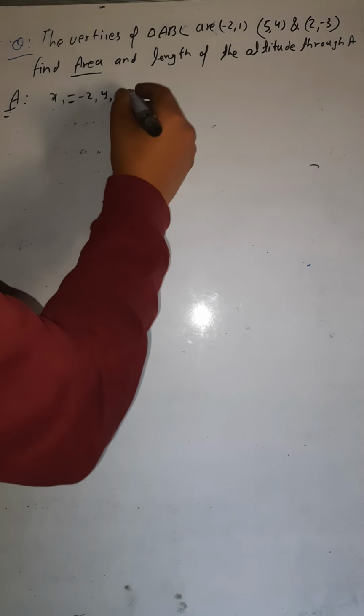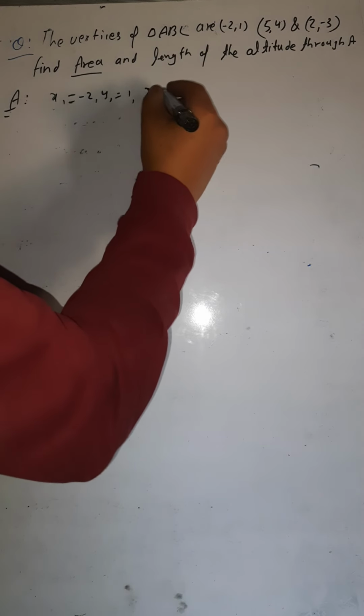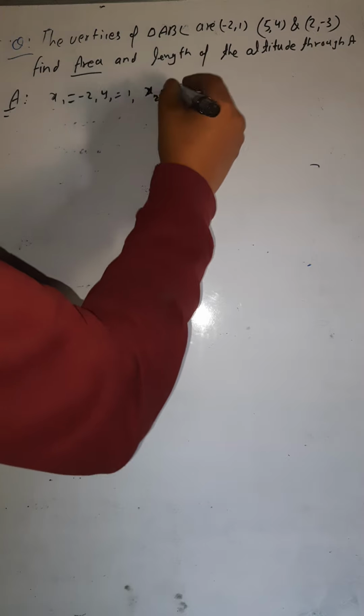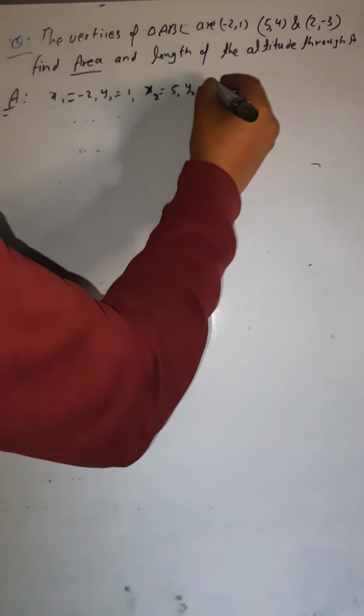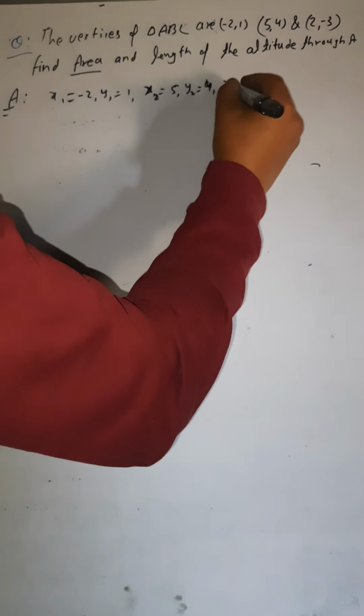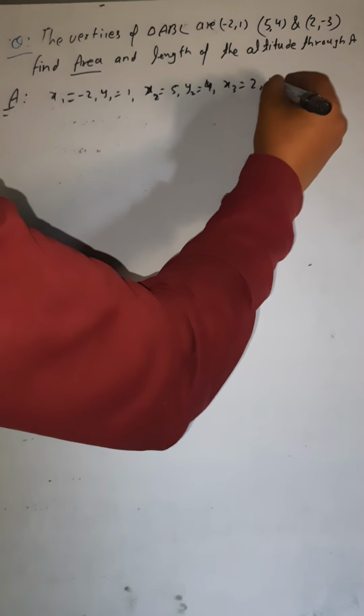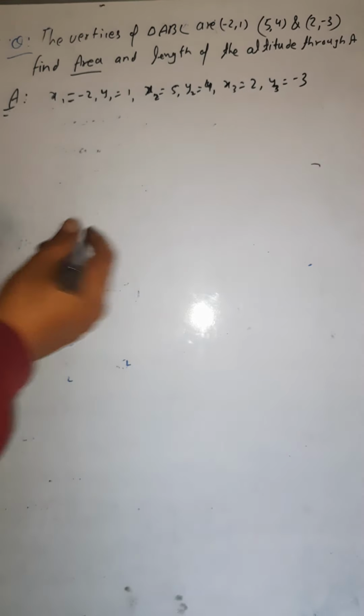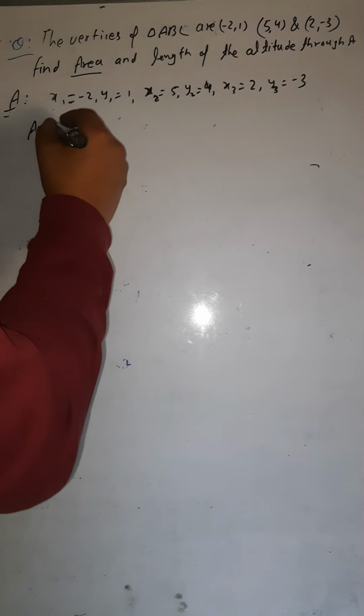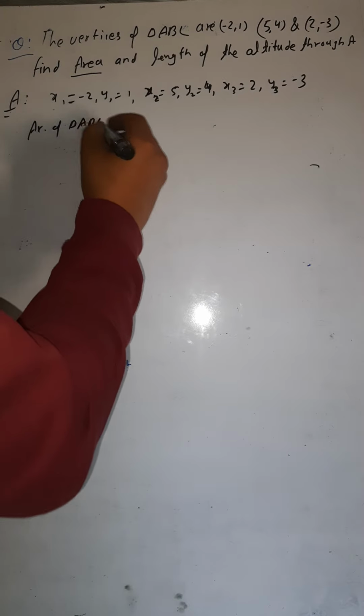y1 is 1. Similarly, x2 would be how much? 5. And y2 is 4. Then x3 is 2 and y3 is -3. The formula I'm not writing here because you must have already written it. So let's apply the formula to find out the area of triangle ABC.